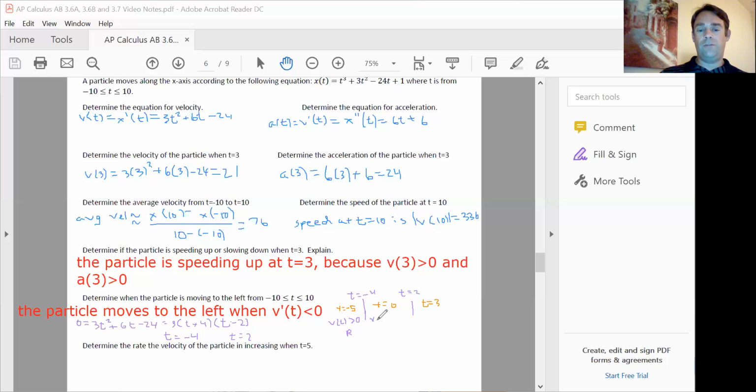If I plug in 0, I found out the velocity in this region was less than 0. That means it is going to the left. Now I could actually say that the particle changed directions when t equals negative 4 because it went from a positive velocity to a negative velocity. And if I plug 3 in there, I get another velocity greater than 0. It changed directions because our velocity changes signs, not because the velocity equals 0. So, coming back to the problem, when is our velocity going to the left? Looks like it's going to the left between negative 4 and 2.